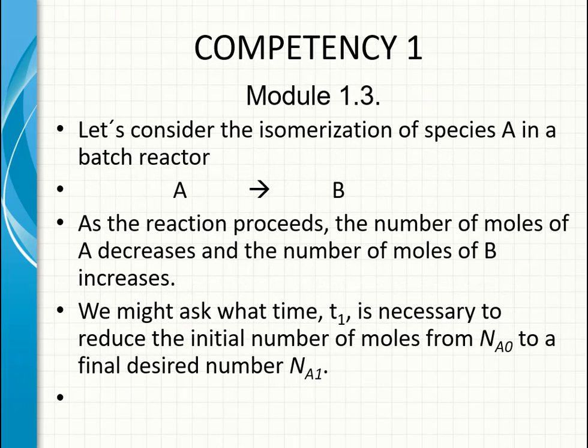Let's consider the disappearance of species A in a batch reactor. So A goes to B. As the reaction proceeds, the number of moles of A decreases and the number of moles of B increases. We might ask ourselves what time t1 is necessary to reduce the initial number of moles from Na0 to a final desired number Na1.